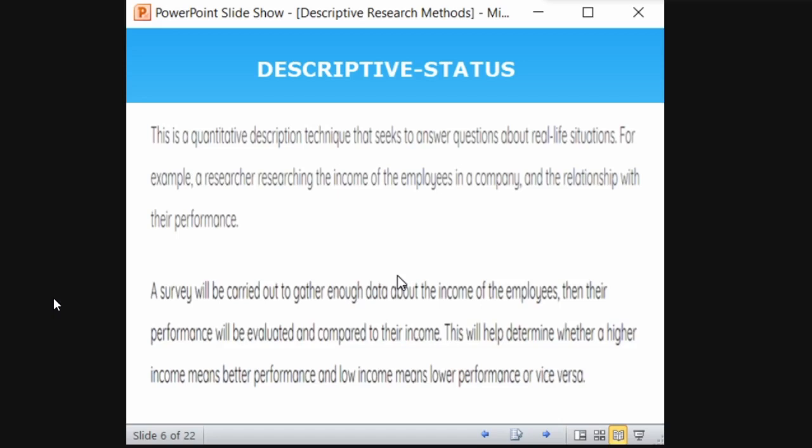So we will see this with an example. A researcher is researching the income of the employees in a company and the relationship with their performance. You see, income is compared with performance. Income is a salary. Salary is a number, right? So a survey will be carried out to gather enough data about the income. So the survey is asking the employees of an organization, of a company, about their salary.